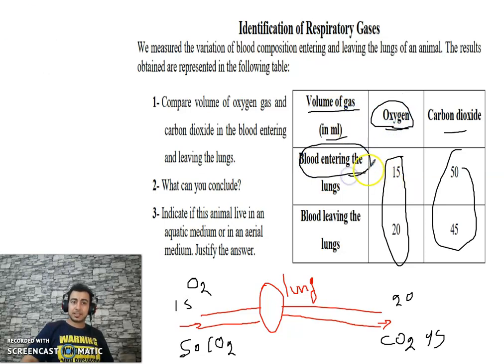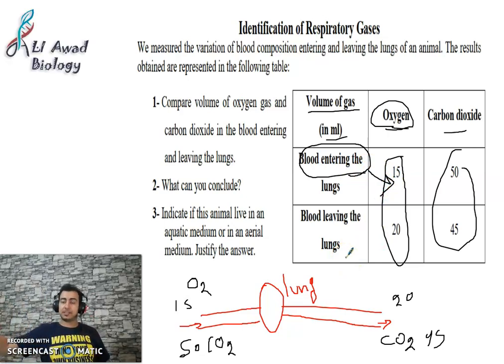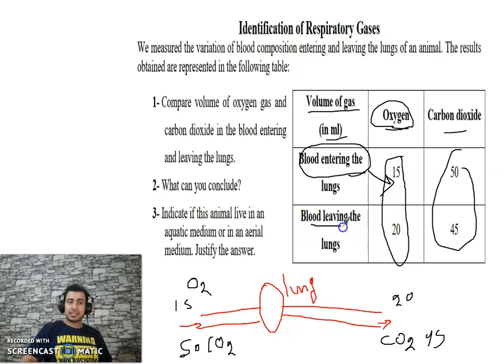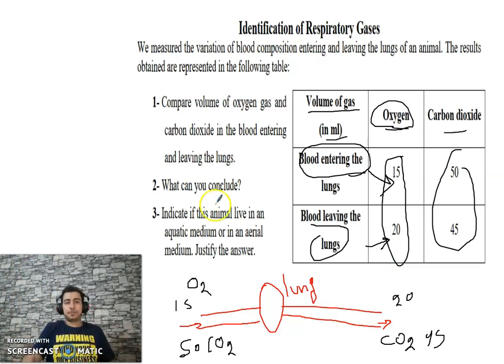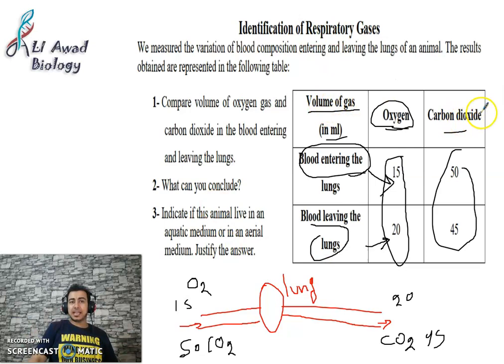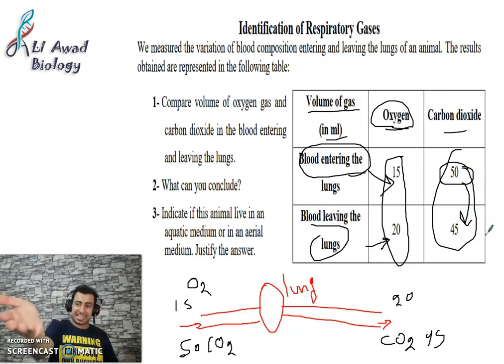in the blood entering the lung is 15 milliliter. حجم الأكسجين gas بالدم اللي فايت على الرئة هو 15, less than that of blood leaving the lungs which is 20. أقل من ذاك، يعني حجم الأكسجين بالدم اللي ظاهر اللي هو 20. While, بينما, the volume of carbon dioxide gas in the blood entering the lung is 50 milliliter. Okay, more than that, أكثر من ذاك, in the blood leaving the lung.